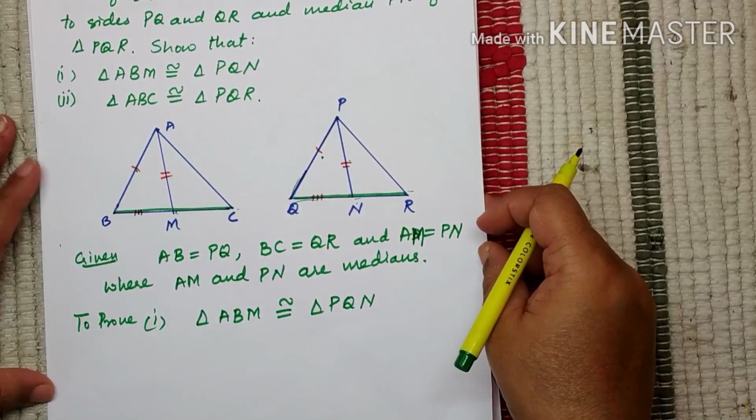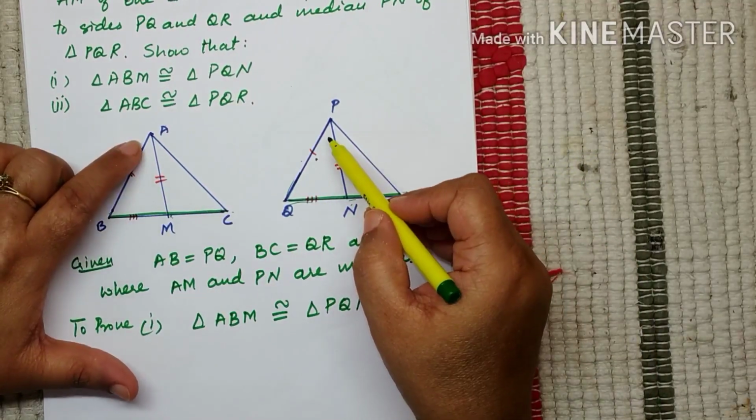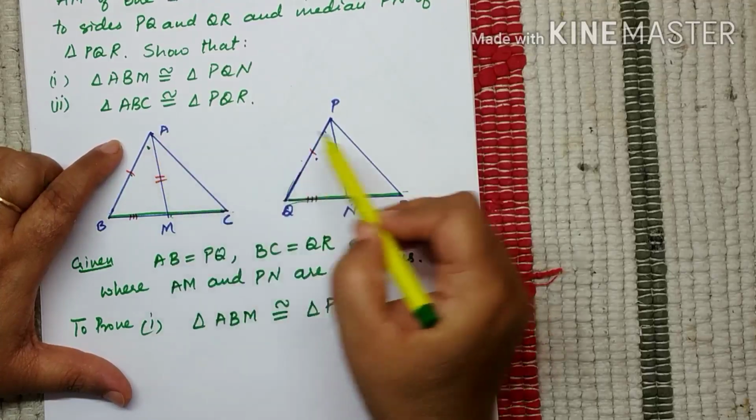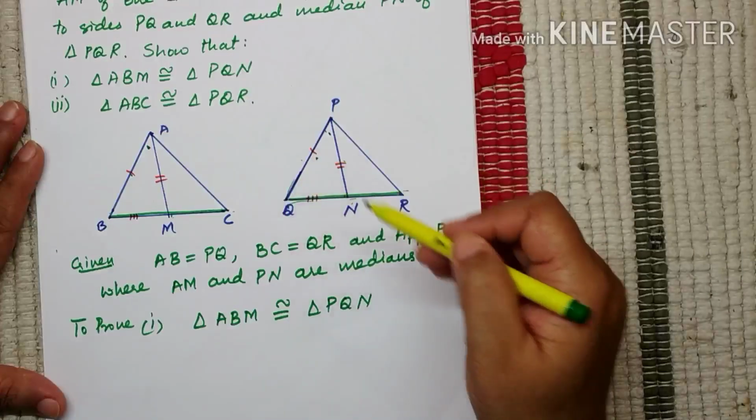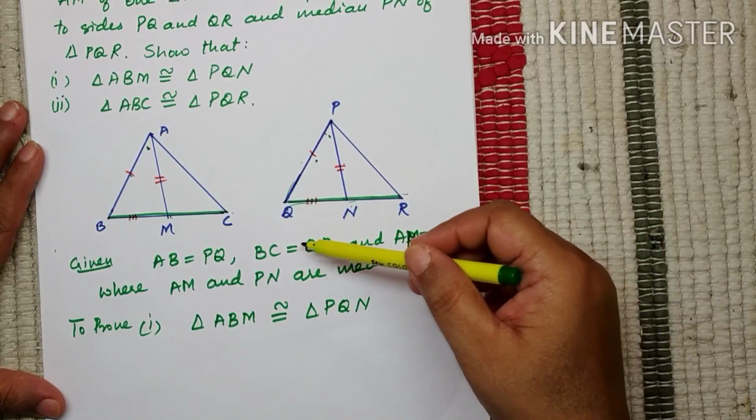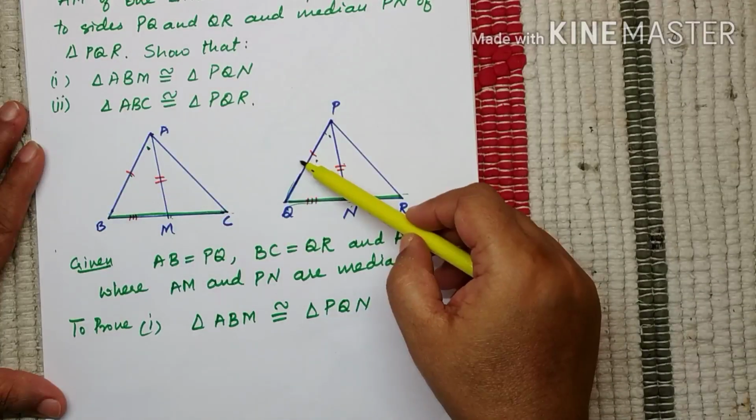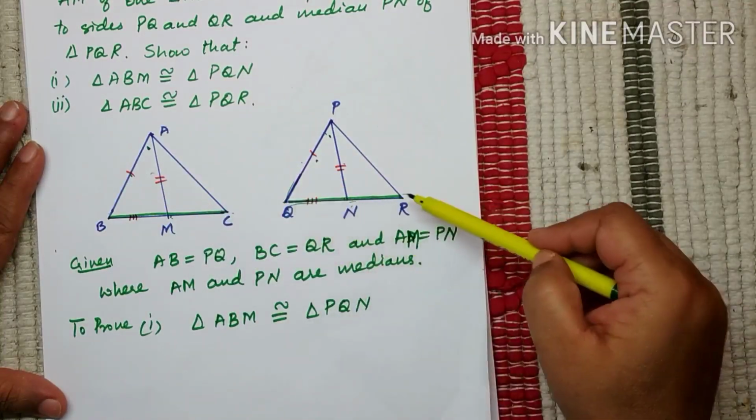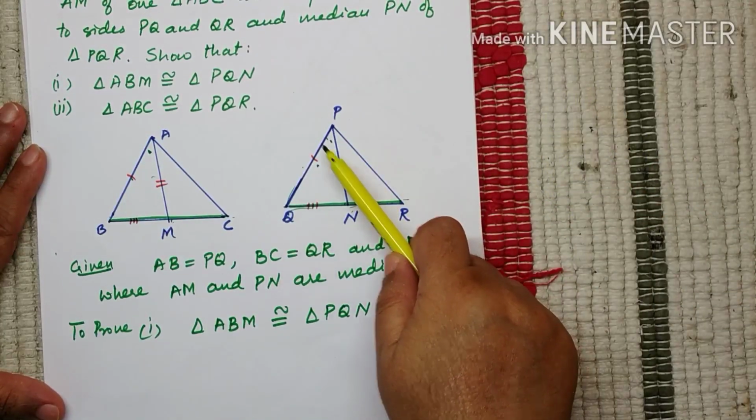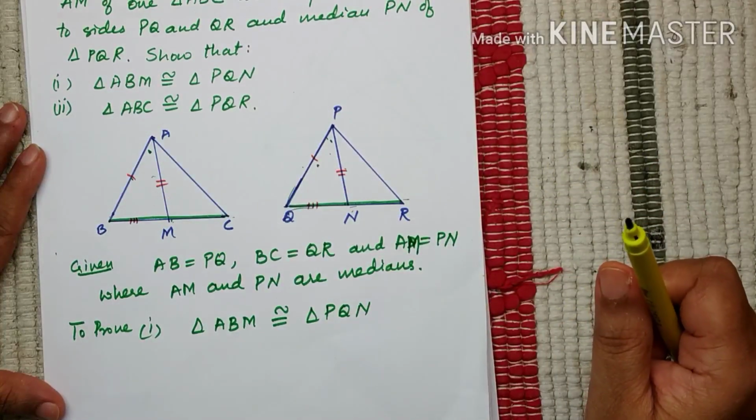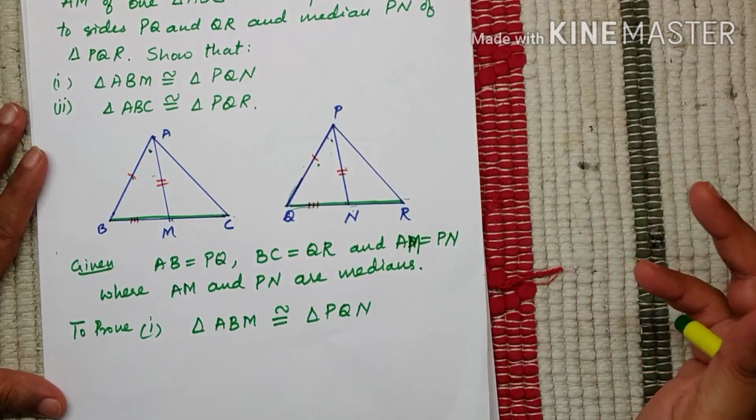Now the included angle will be in between these two sides. The included angle is these angles. Is there anything given? Let's go back to the given conditions again. If I can prove these angles equal. In the given, there is nothing mentioned about the angles. AB equal to PQ, BC is equal to QR, and AM equal to PN. So from the given conditions, I cannot draw out that these angles are equal. That means the included angle condition is ruled out. So what is left is the third side.